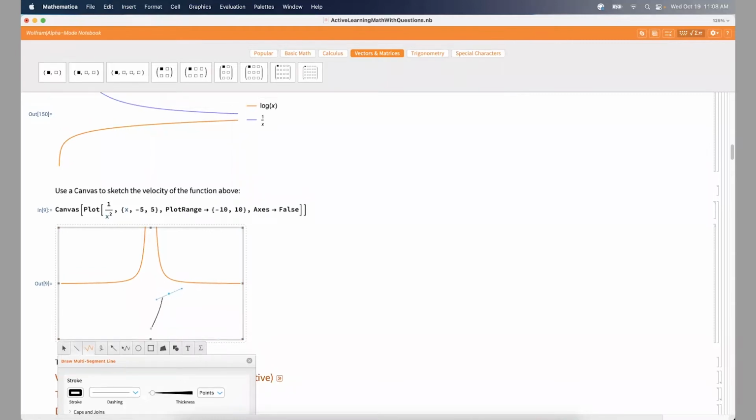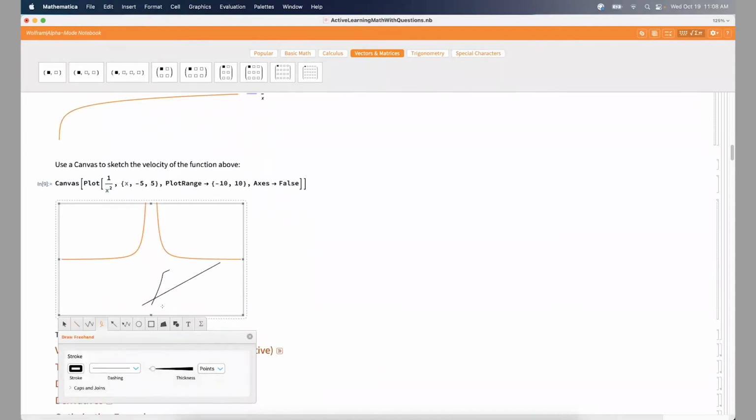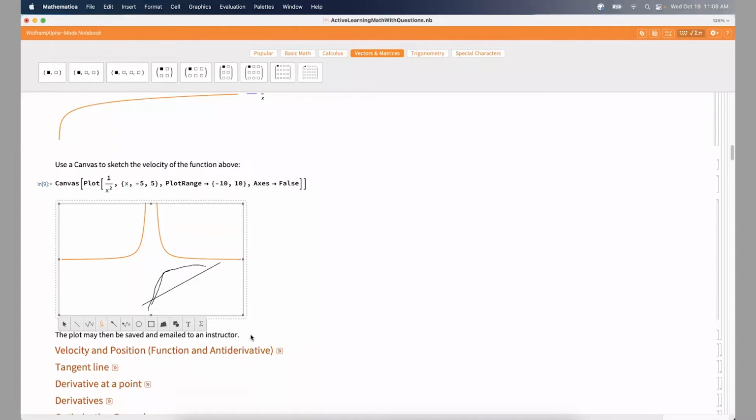There's various drawing tools you can use here. So you can do things like this. There's also free-form input. So the point being that they could draw a function here, they can save that. There's various ways to take the function that they've drawn now, and we could email that to the instructor.